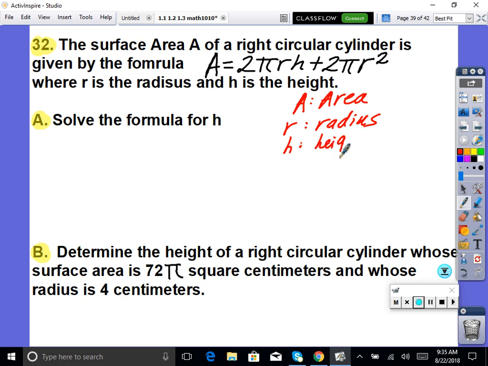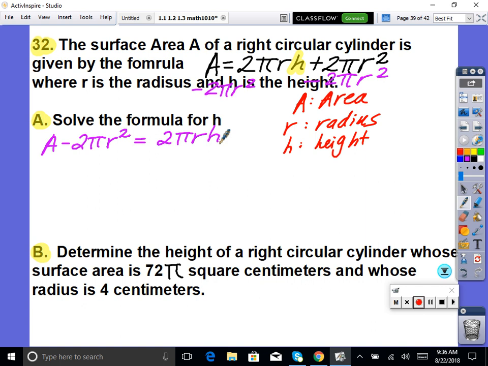Cool, good to know. Now what it asks us in part A is solve for h. That is no different than what we've been asked to do previously. So I'm going to highlight it. We're solving for h. Luckily there's only one h, so we just piece by piece get h alone. What would be my first step? Good, minus 2 pi r squared, both sides. Rewrite it again. Area minus 2 pi r squared is equal to 2 pi r h.